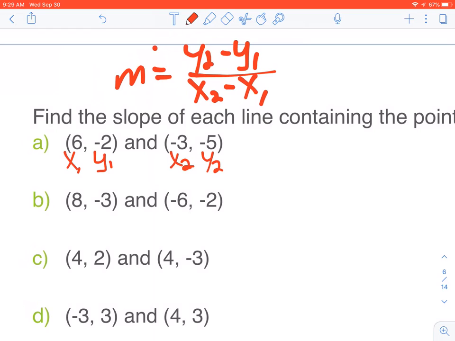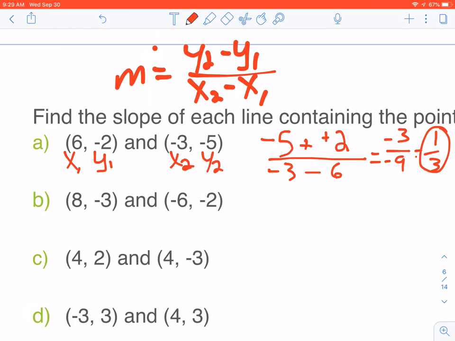Okay, so y2 is -5 minus y1, minus -2, divided by x2, which is negative 3, minus 6. So that turns to plus a positive, negative 3 over negative 9, and that will simplify to 1/3. Negative divided by a negative. The biggest issue with these is the negative answers, adding negatives and positives, so make sure you're really focusing on that.